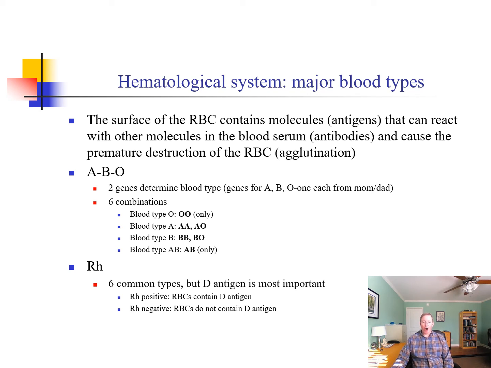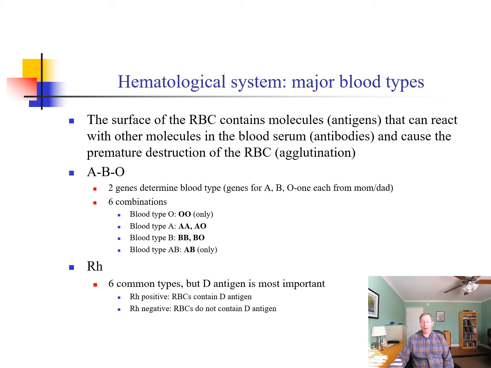The things on the red blood cell are called antigens, and the things in the blood serum that might react with them are called antibodies. And that can lead to premature destruction of the erythrocyte, a process called agglutination. And we discovered many, many decades ago about compatibility. There are three main antigens, if you will, or antigenic categories, the ABO comprising this.